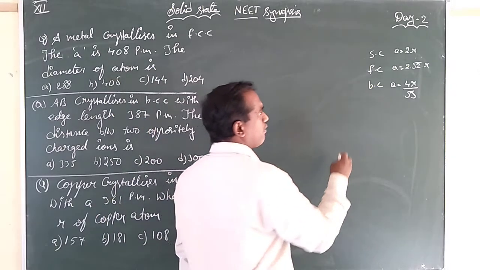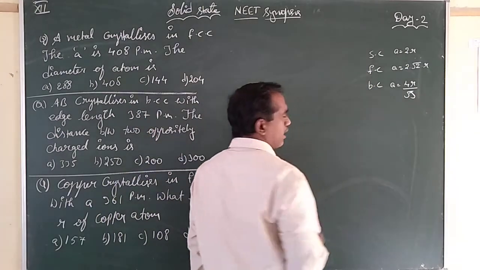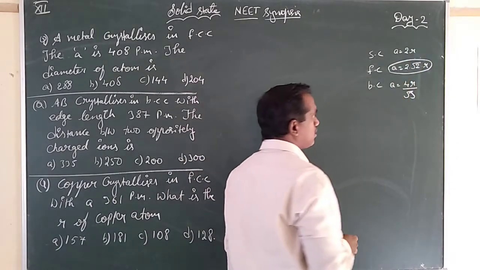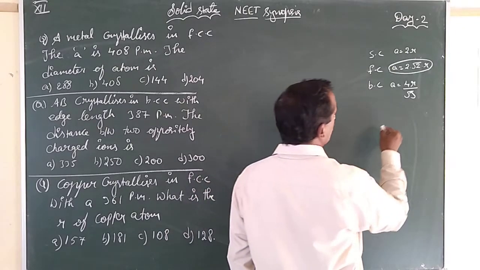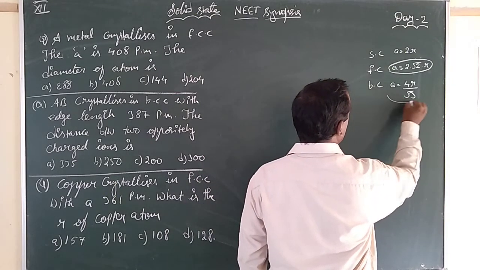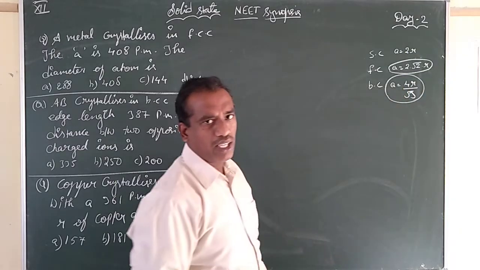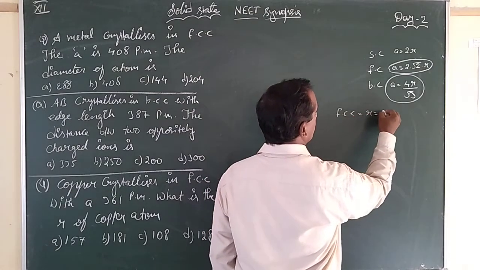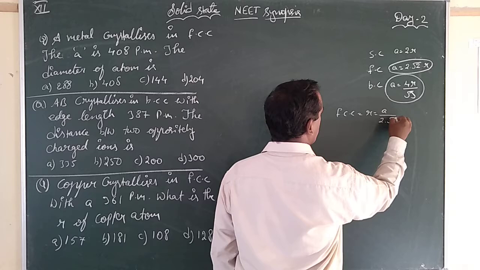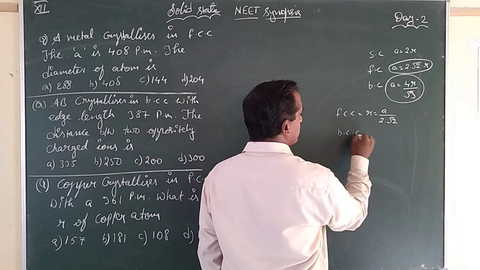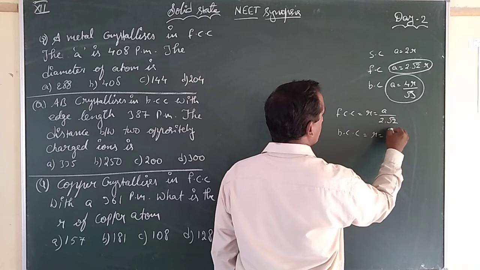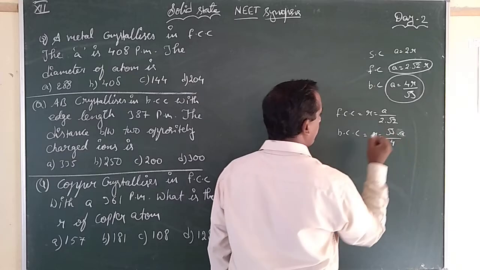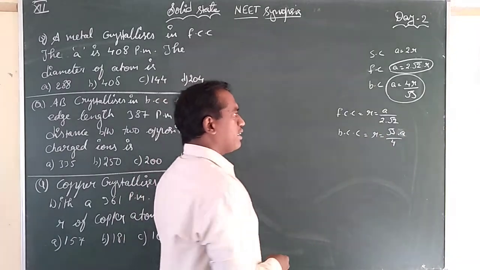Other than that, what had we learned still? We had learned how to calculate the radius. Once this is known, you can easily get the radius. And how about the BCC? Once you know this one, we can calculate the radius. In FCC, radius R is equal to A upon 2 into root 2. Whereas in the BCC, radius is equal to root 3 into A by 4. So that's what we have learned about the radius.